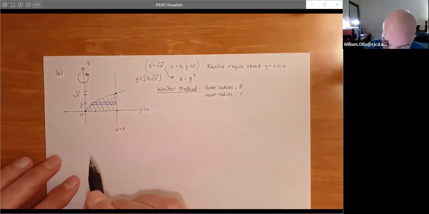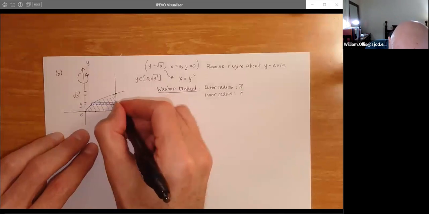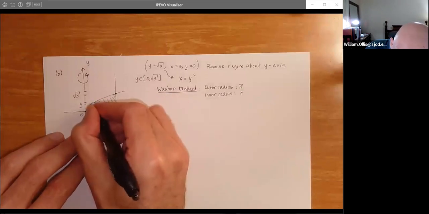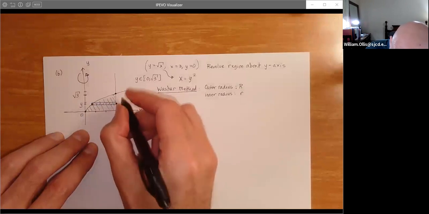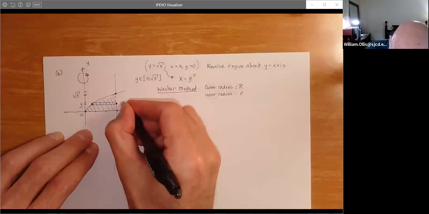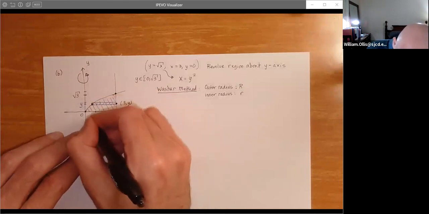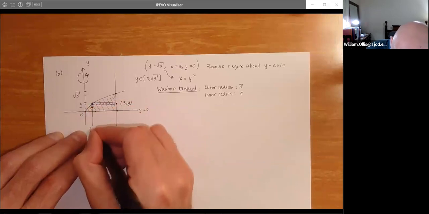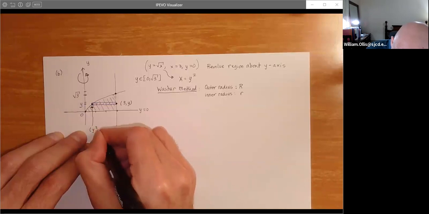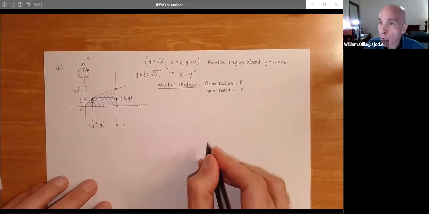So now it's easy to actually write this. If you like, you can take this point right here and this point right here and label them. This point will just be 3, comma, y. And the point here, I'll just go ahead and do an arrow up to that point. This will be y squared, y. So just labeling the points with independent variable y.